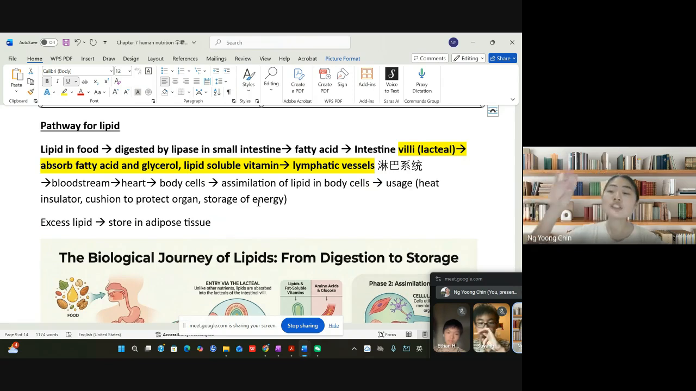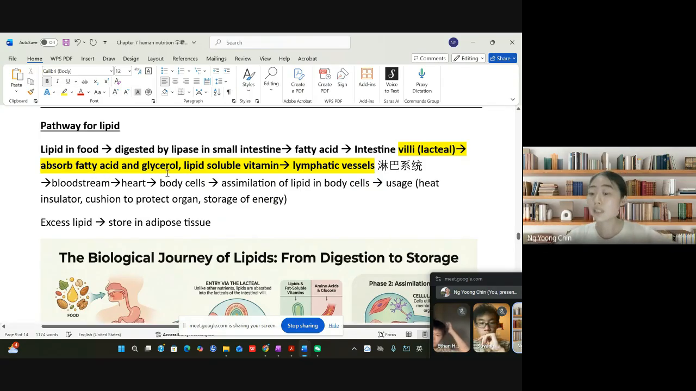Actually, this lacteal is a part of the lymphatic system, but the lymphatic system is not in your syllabus, so you don't need to know. Just need to know that the lacteal will absorb the fatty acid and glycerol and also the lipid soluble vitamins.